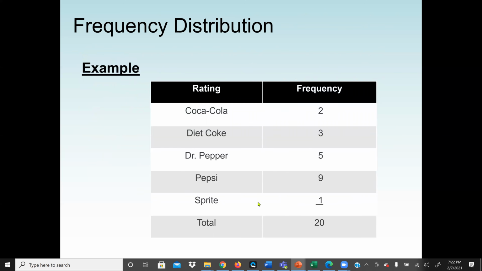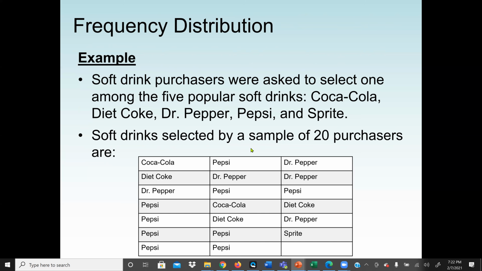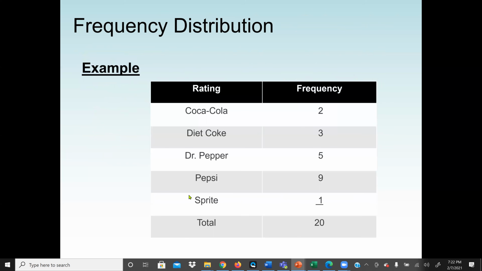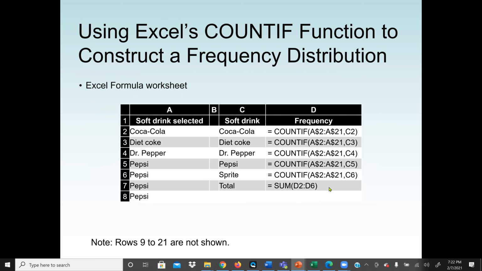So this is again the goal of using frequency distribution to summarize the data. This is how it will look when we use the frequency distribution of this table, where we don't want to count the number of Pepsi, the number of Coke. So we can look at Pepsi: oh, Pepsi is 9. We look at Coca-Cola: Coca-Cola is 2. Diet Coke is 3. So this is again the goal of a frequency distribution, to organize our data. So again, we can use an Excel formula known as the COUNTIF function to construct a frequency distribution.